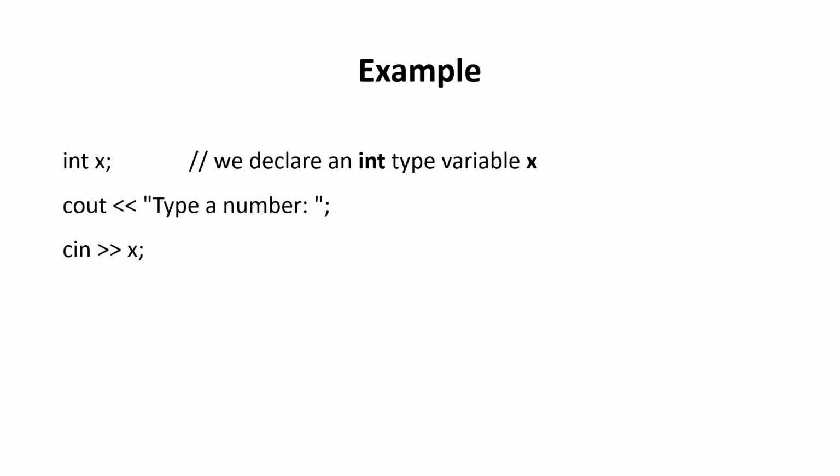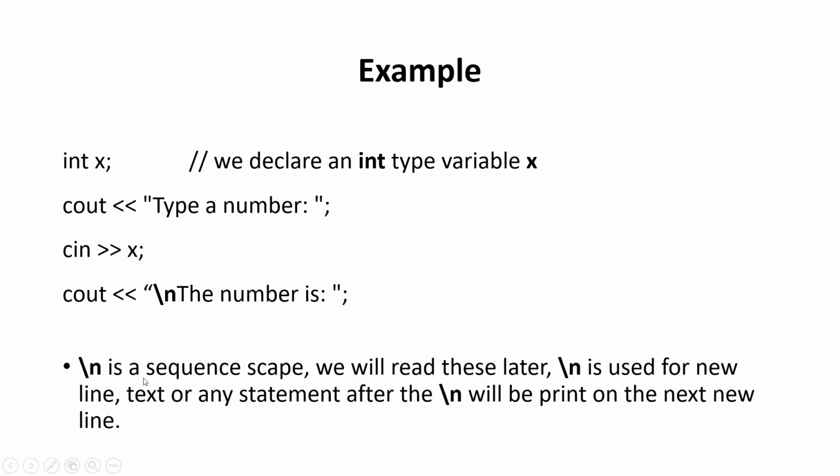Now we will print the value of x. cout \n "the number is". \n is an escape sequence. We will read about these later. \n is used for a new line. So we have written \n, the number is. So "the number is" will print on the next line. Any text or statement after the \n will be printed on the next new line.